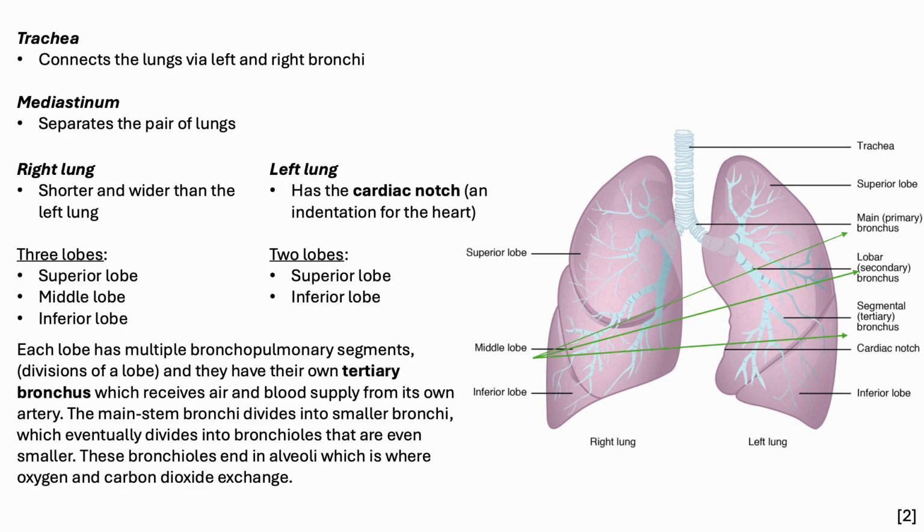Over here, you can see the trachea. It connects the lungs via the left and right bronchi. The mediastinum separates the pair of lungs. The right lung is shorter and wider than the left lung. It has three lobes: the superior lobe, the middle lobe, and inferior lobe.